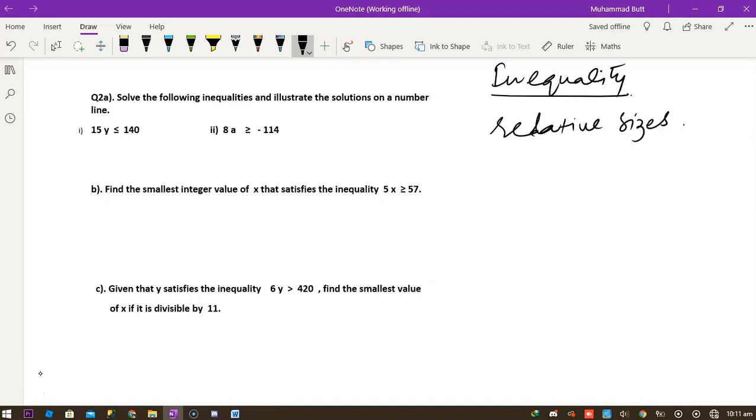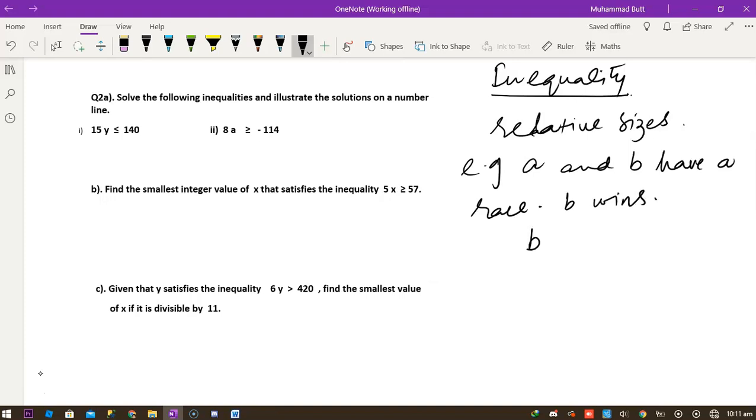For example, A and B have a race. There are two persons, A and B, and they have a race. And then B wins. We can say that the speed of B was greater than A. This is inequality.